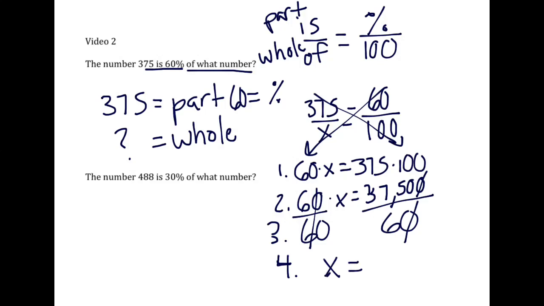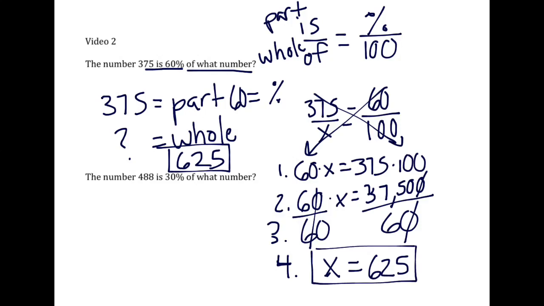X is equal to 625. So 375 is 60% of 625. That's my answer. Make sure I box it in.